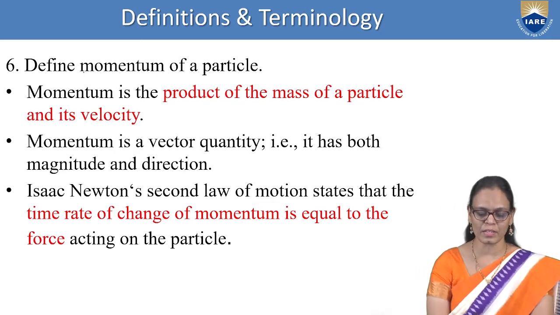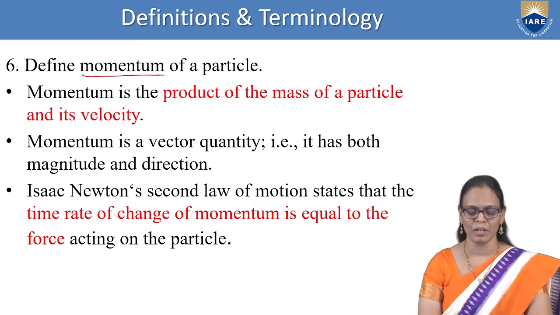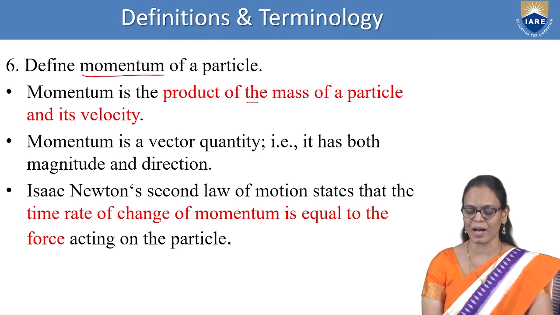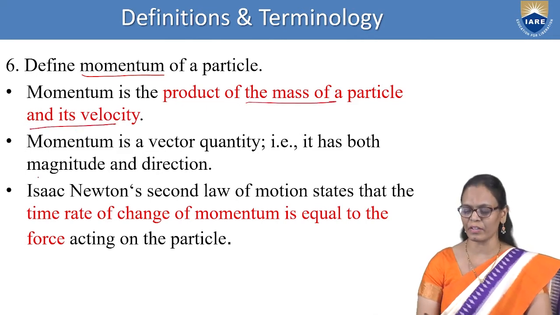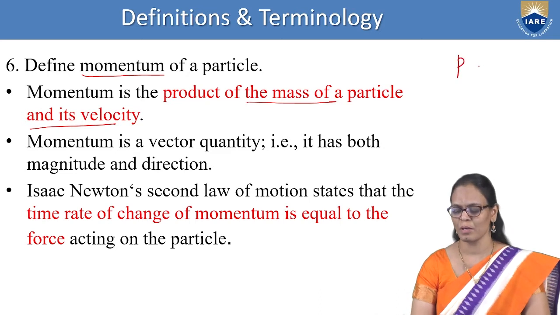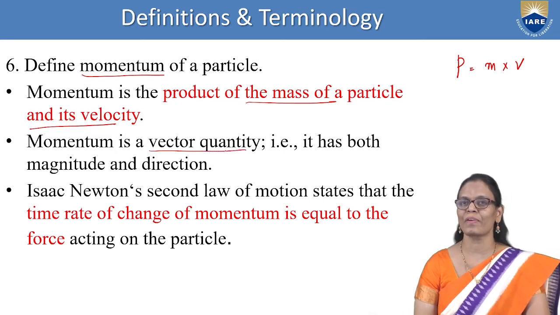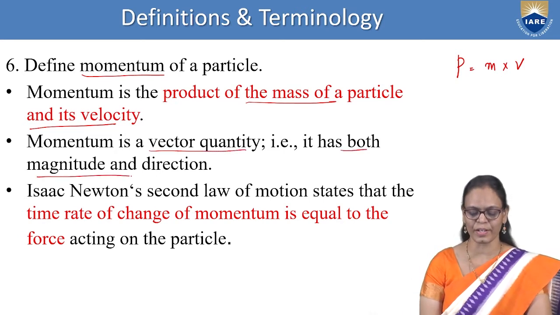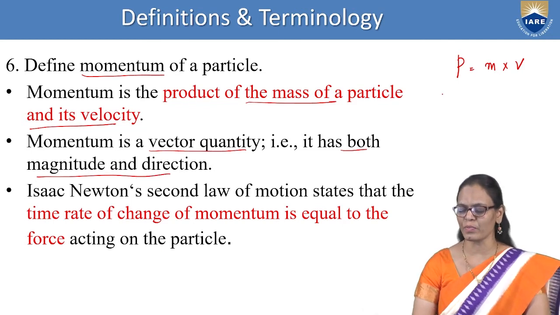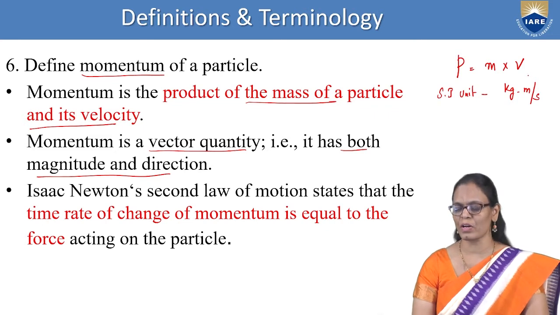Now the next one is momentum. Define momentum. Momentum is the product of mass and velocity. So generally we denote the momentum by P. P is equal to m into v. It is a vector quantity. Vector means what? It has both magnitude and direction. And the SI unit for momentum is kilogram meter per second. Mass is measured in kilogram, and the velocity is measured in meter per second.